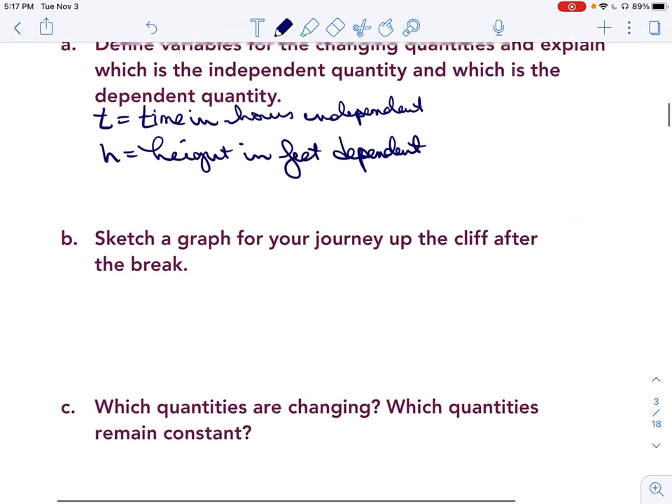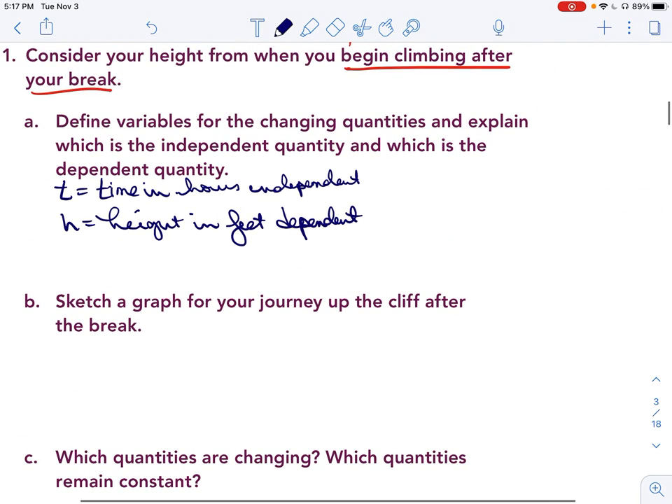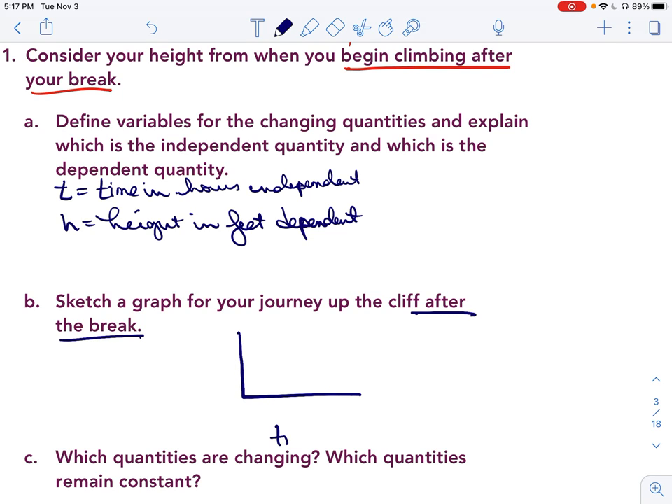Okay, so we're going to sketch the graph. Now, it says after we've taken the break. So if I have a graph like this, down here is going to be my time. Over here is going to be my height. And this is in feet, and this is in hours. Okay, so I'm starting at 36 feet.